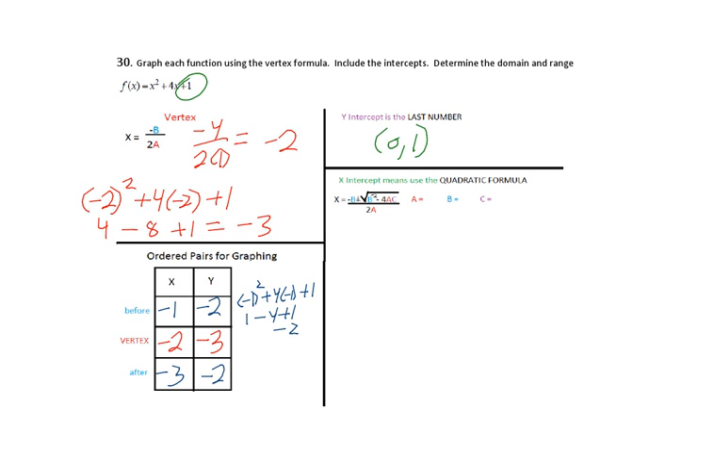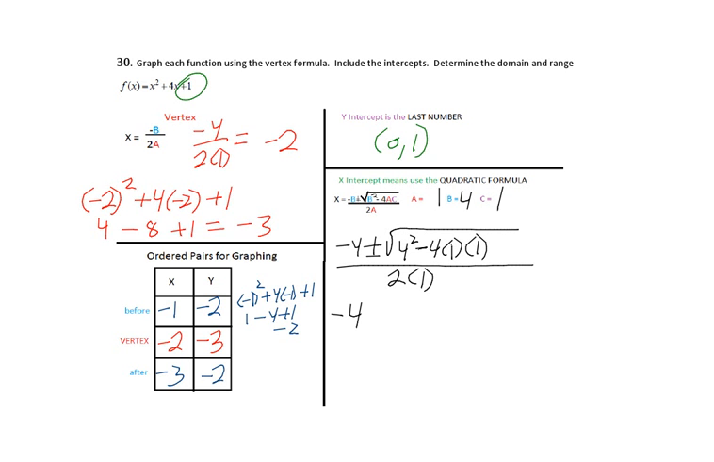And now quadratic formula, so 1, 4, 1. Let's punch it in. Negative 4 plus or minus square root, 4 squared, minus 4 times 1 times 1, all over 2 times 1.